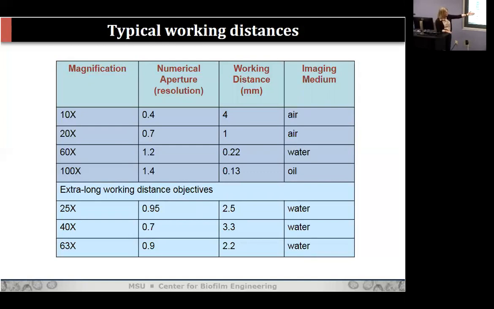And also, we know that an imaging medium encourages the light to bend towards the objective. We collect more light. So imaging medium gives us better resolution. And then down here are the objectives we actually tend to use most often to image biofilms. And they're all, you'll see, long working distance water objectives. And they're really different. The resolution drops a little bit, but it's good enough to see bacteria. So if you're thinking about a nanoscale project, these things are pretty important to look at nanobeads.